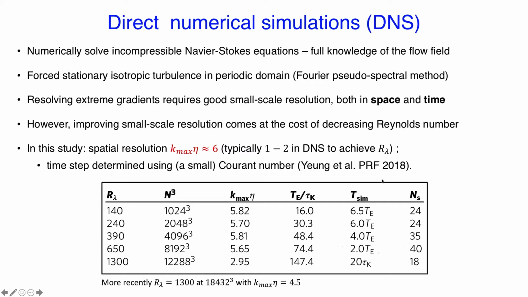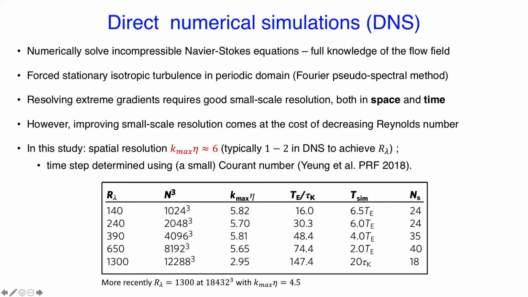So before diving deeper into the results, I would like to quickly talk about DNS. Direct numerical simulations essentially is the methodology where we numerically solve the governing equations and resolve basically all the scales completely. It's nice in the sense that it gives us the full knowledge of the flow field, but of course it's also very expensive because resolving the flow field requires very high resolution grids.